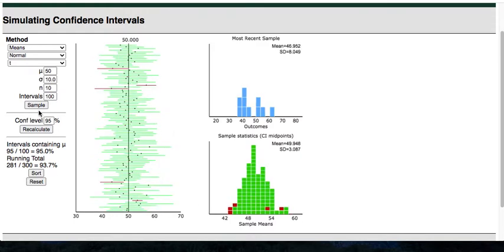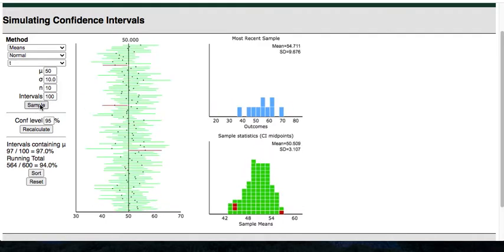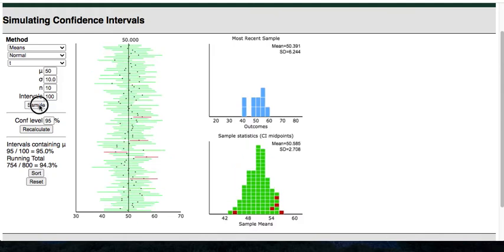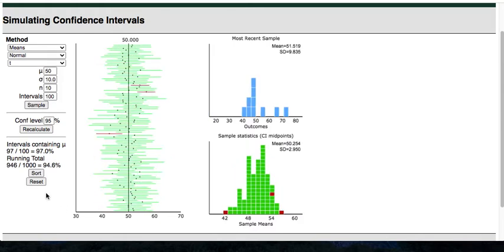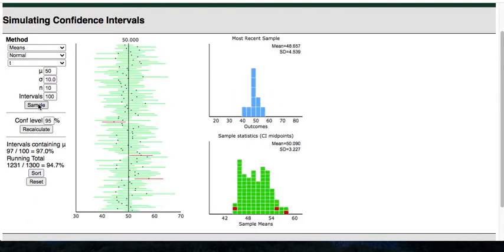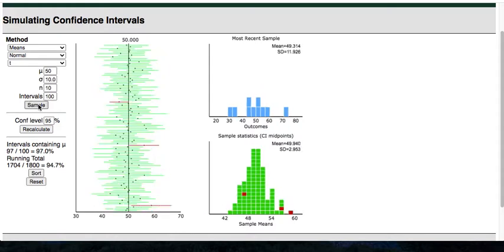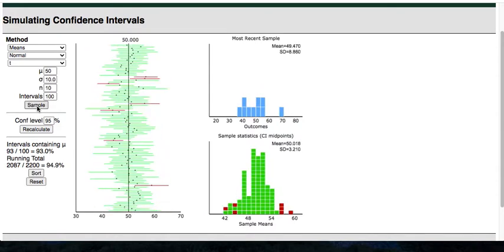It'll grab a batch of another 100, and another 100, and another 100. I'm going to take it up to 1,000 samples total. So after 1,000 samples, we've got a capture rate, again, pretty close to 95%. As expected, here was the last sample we took, and here's the sampling distribution, starting to get more and more t-like. And if we keep clicking this a few more times, I'll see if I can get this up to about 5,000 samples total.